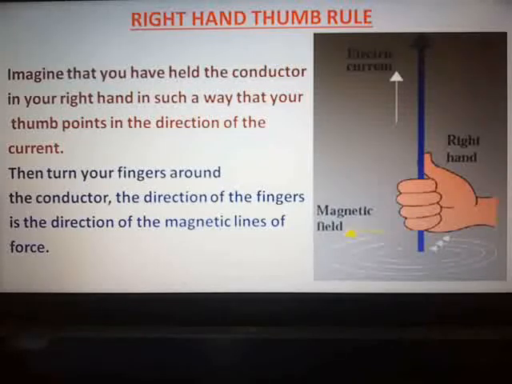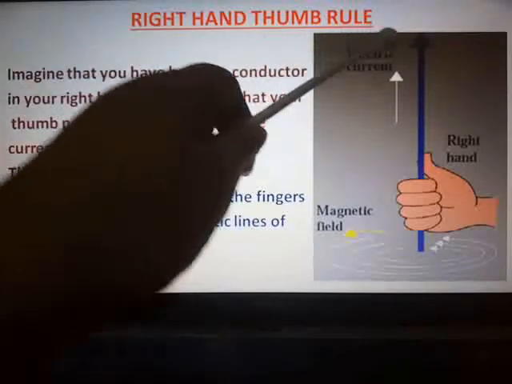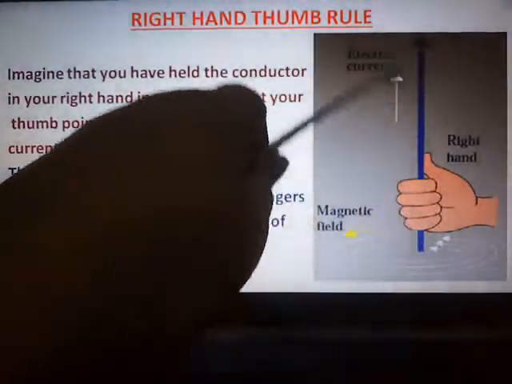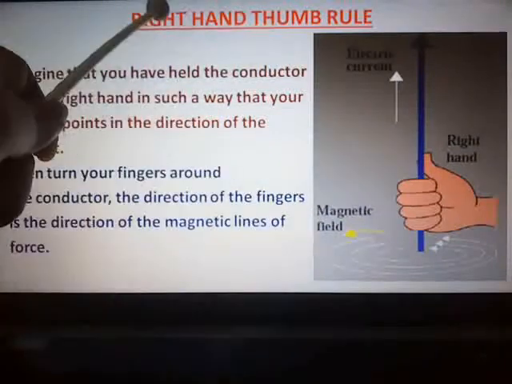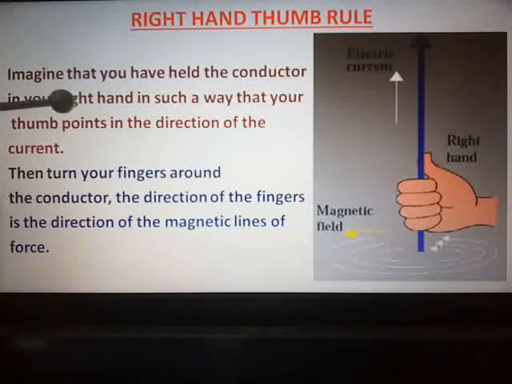So if you are holding something through which current is flowing, that is not right. So they have used the word imagine. Imagine that you have held the conductor in your right hand. So right hand thumb rule. If the words right hand are not there in the exam, half mark will be deducted.